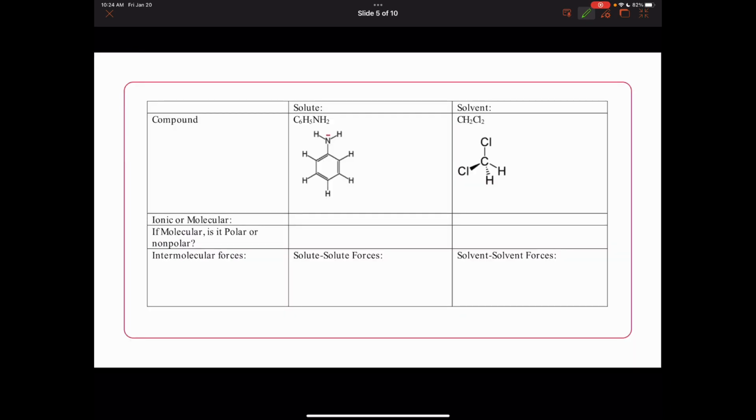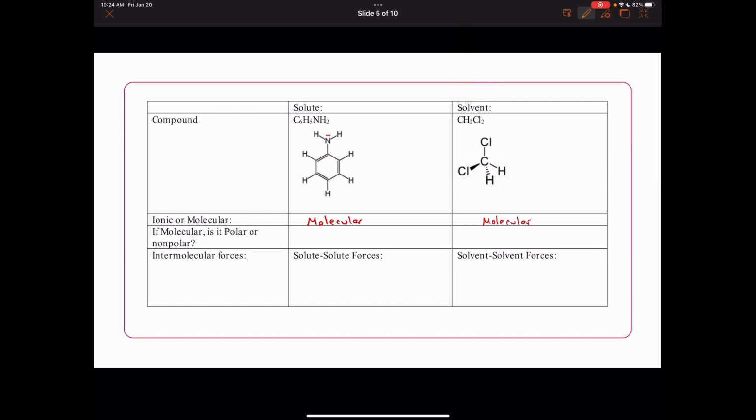So now we'll look at some slightly more complex molecules. I've got this C6H5NH2 molecule, and it's being dissolved in CH2Cl2. These are both organic compounds. They contain only nonmetals. Since they contain only nonmetals, both of these are molecular compounds. Then we need to determine if the molecule is polar or nonpolar.